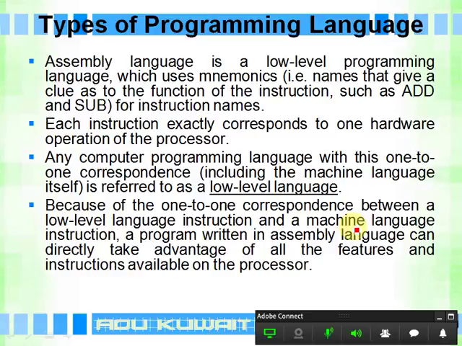The next comes the assembly language, which is also a low level language, but here it uses instructions like ADD for addition, SUB for subtract, MUL for multiplication, JMP for jumping from one place to another, START to start the program, and STOP to stop the program. This kind of instruction, which a human being can understand, okay, is called assembly language.